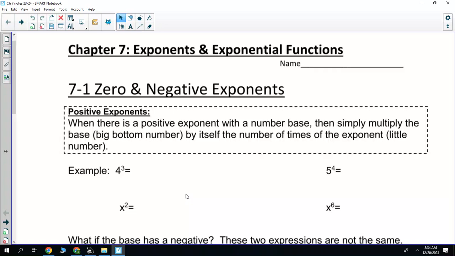To take a look at 7.1. This is all about exponents. We're going to talk about positive exponents, zero exponents, and negative exponents. So we should already have an idea of what positive exponents mean.